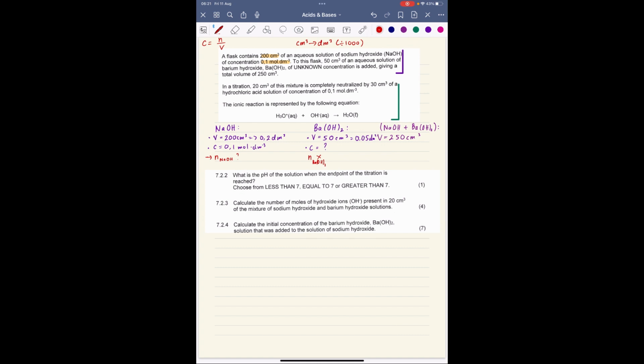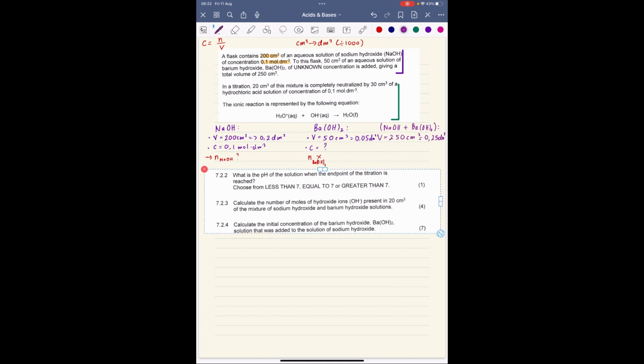However, I do know that when I add both of these volumes, I get a volume of the mixture of 250 centimeter cubed. And again, we can convert this to decimeter cube. So that's what we know about the first reaction.